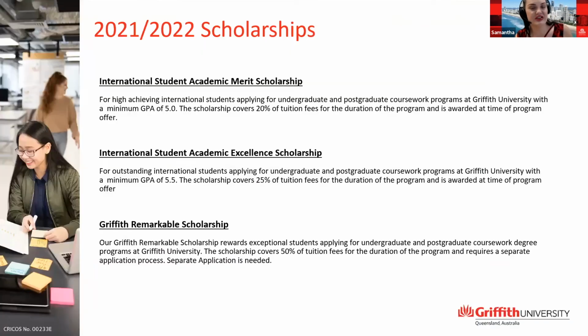If anyone is studying a diploma here in Australia that is pass-fail, you'll also be eligible for the 20% merit scholarship. And we also have a 50% remarkable scholarship. So if you're wanting to look into that, that will be a separate application that you can make on our website.